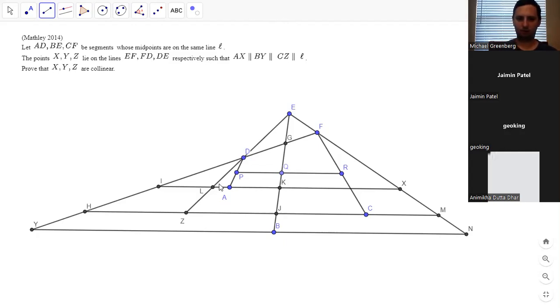Let's see. L times IL over IX. And that's HM over IX.